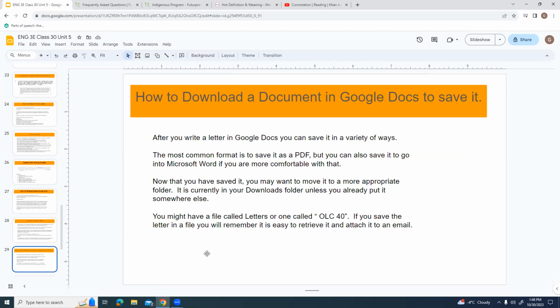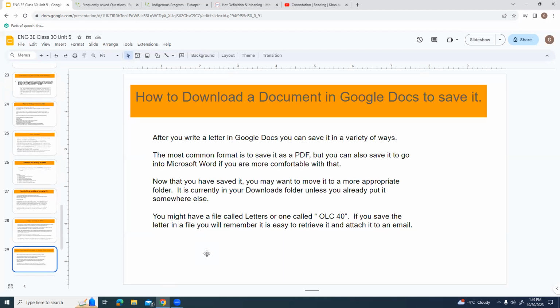If you are doing your writing in a Google Doc, after you write the letter, you can save it in a variety of ways. The most common format is to save it as a PDF, but you can also save it to go into Microsoft Word if you're more comfortable with that. And then once you've saved it, you want to move it to a more appropriate folder. It's currently going to be in your downloads folder unless you already put it somewhere else.